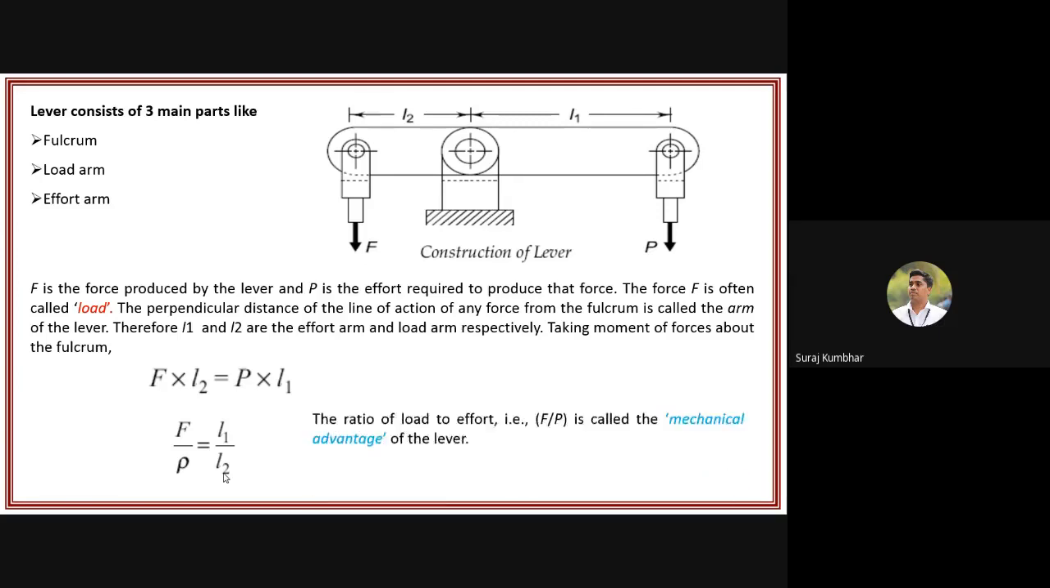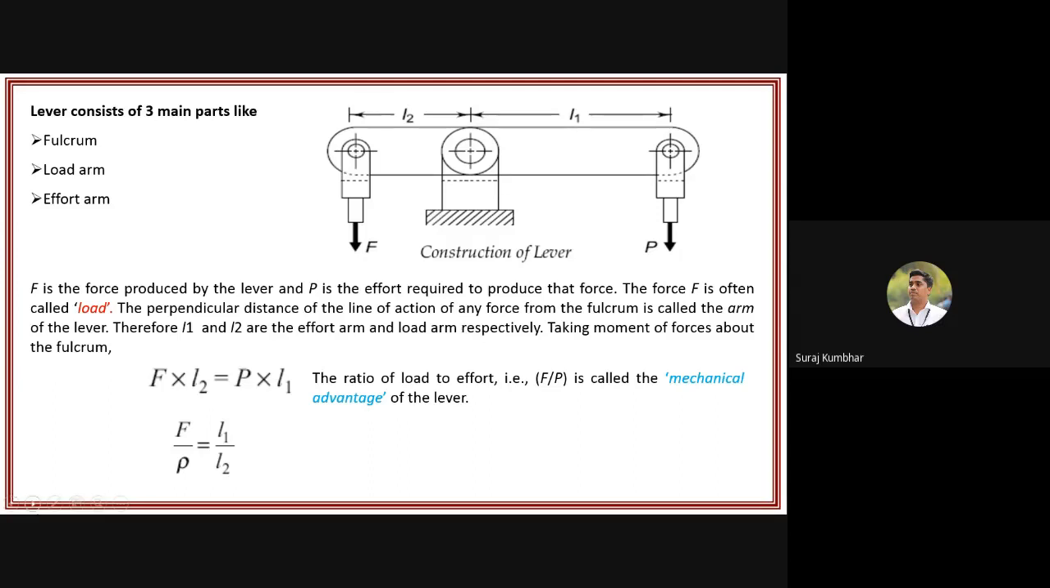Now the ratio of load to effort, that is F upon P, is called what? The mechanical advantage of the lever. And the ratio of the effort arm to the load arm, that is L1 upon L2, is called leverage. So this is the mechanical advantage and this is the leverage.